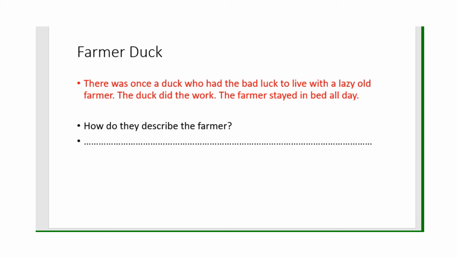So I wonder if you can read the text that is in red. Okay, so have a look at that and see if you can read it in red. Then let's have a look at the question. Okay, we know it's a question because it's got a question mark. So how do they describe the farmer? Okay, let's see if we can look in the text. Are there two adjectives that you can find that would describe this farmer? He's a lazy, old farmer, isn't he? So it would be lazy old, wouldn't it?